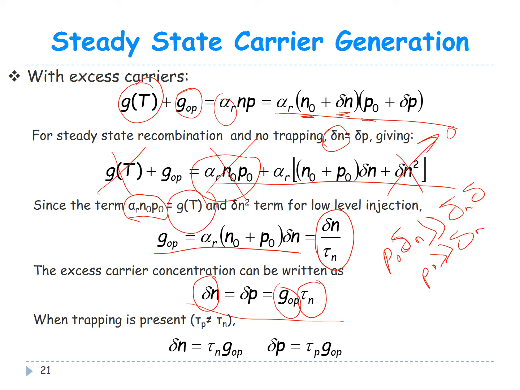We can do this, but when we have trapping where tau p and tau n are not equal, then we have to consider these separately. So the excess electron concentration is going to be equal to the minority carrier lifetime times the optical generation rate. And for holes, we are going to have a different expression like that.